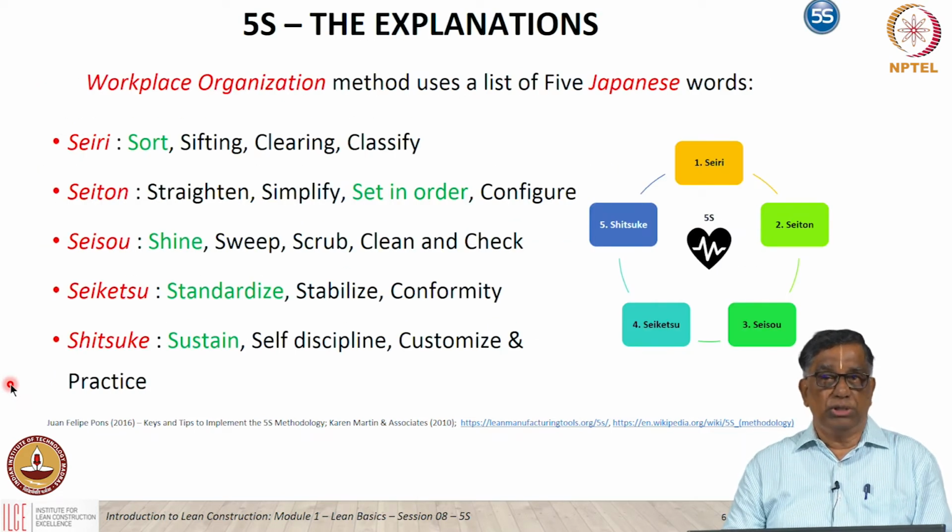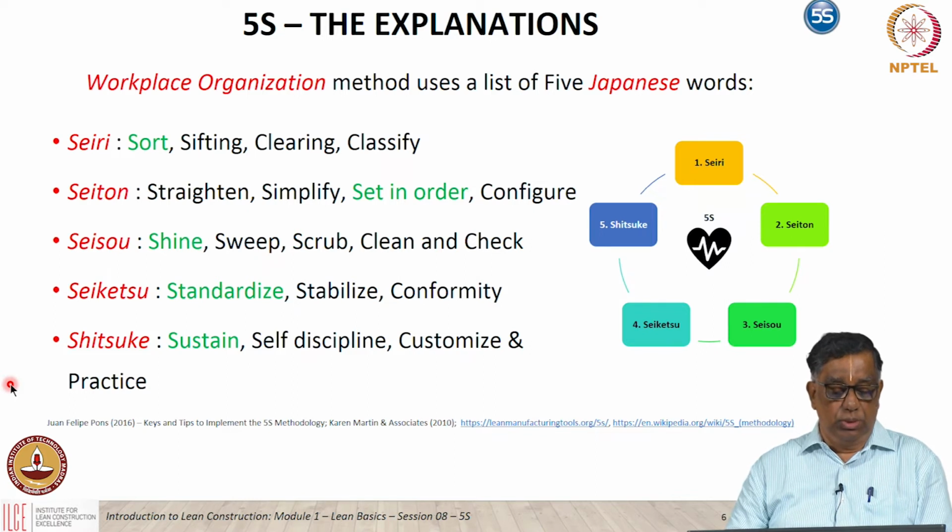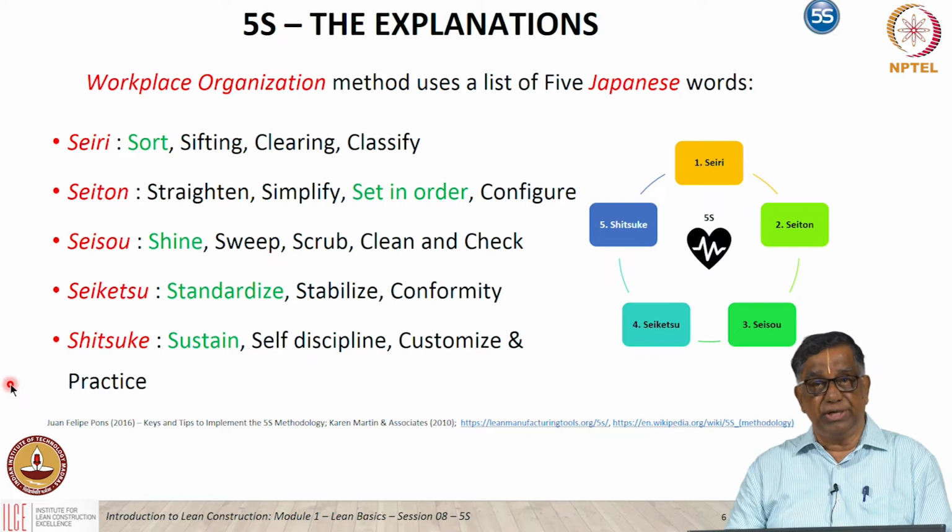We have been talking about the 5 S's. What exactly are they? Each S actually is a short form of a Japanese term, like for example, Seiri, Seiton, Seiso, Seiketsu and Shitsuke. And they stand for, the first one, sort, second one is set in order, shine, standardize and sustain. And you can have more clarifications like sort, sifting, clearing, classification.